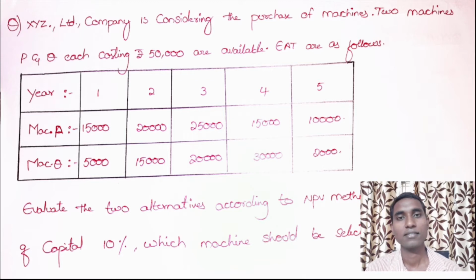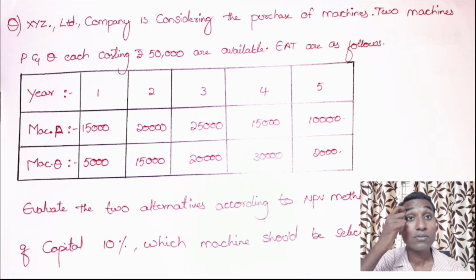Dear learners, in the last session we have seen a problem on NPV and we have seen computation of NPV in case of independent project where we were only dealing with one project. Today we will try to solve a dependent projects problem where we will be seeing two projects. So here is the question.